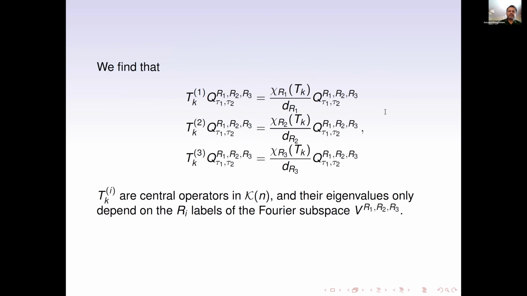So there are 3 kinds of these T operators, and when you apply them to the Qs, you get the characters in the representations R1, R2, or R3. And this eigenvalue equation is insensitive to the tau 1, tau 2. So basically, you can pick up the Young diagrams using these eigenvalue equations.